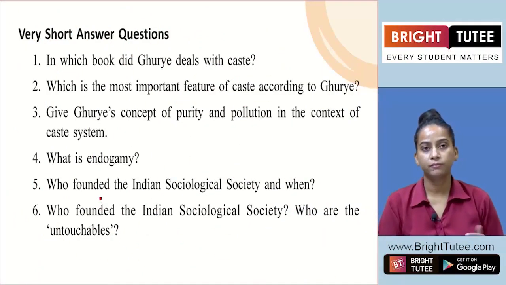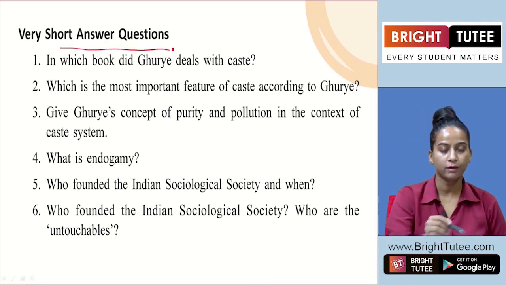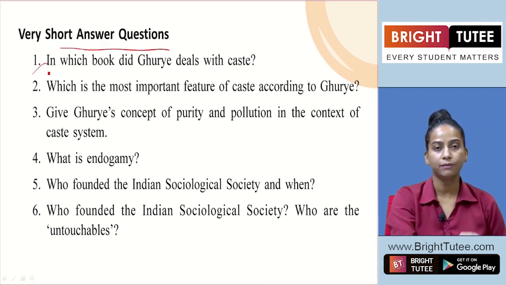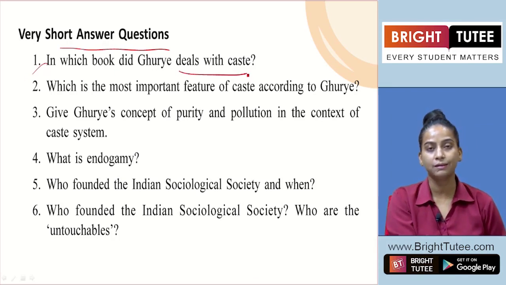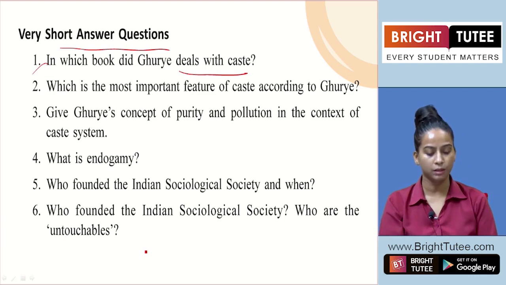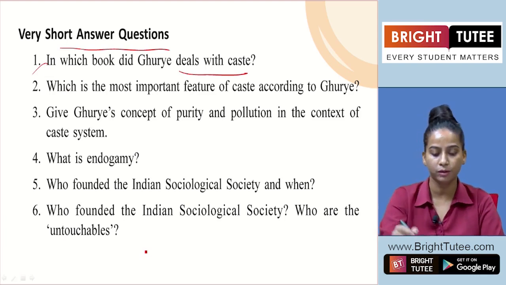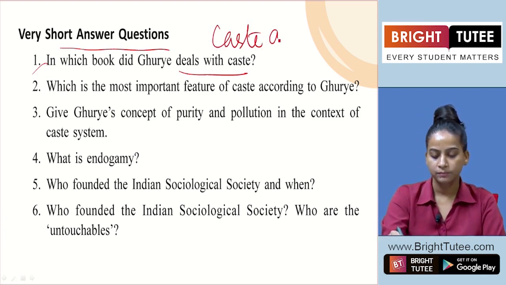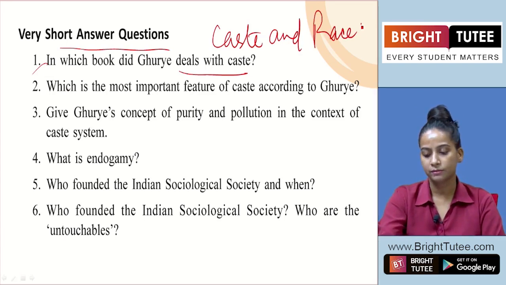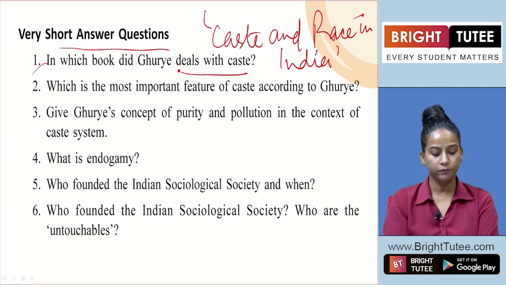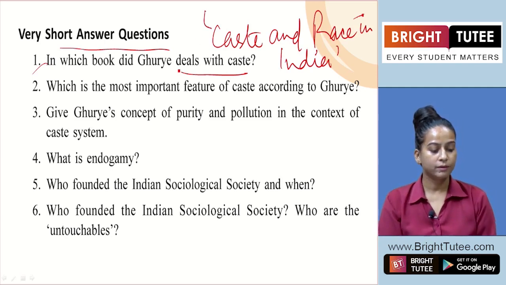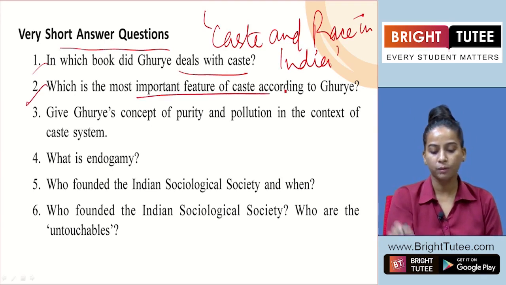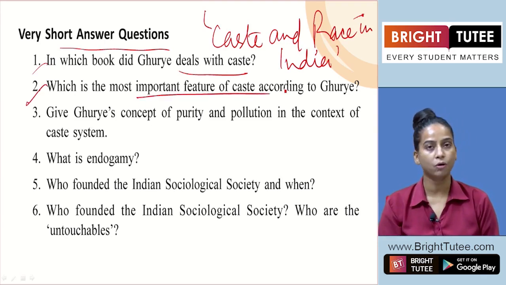Now, based on the first topic of this Unit 10, we can take the question answers here. The first one, very short question answers are given. In the first one, they have asked which book Ghurye dealt with caste. So, we need to mention the name of that book. We can mention the book name was Caste and Race in India. That was written by G.S. Ghurye.